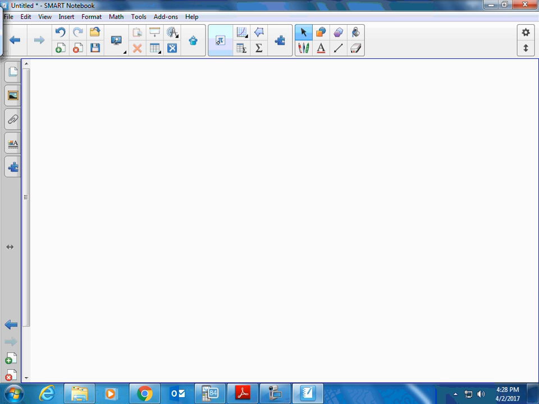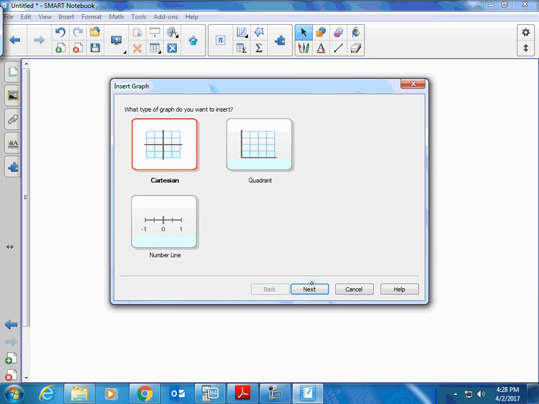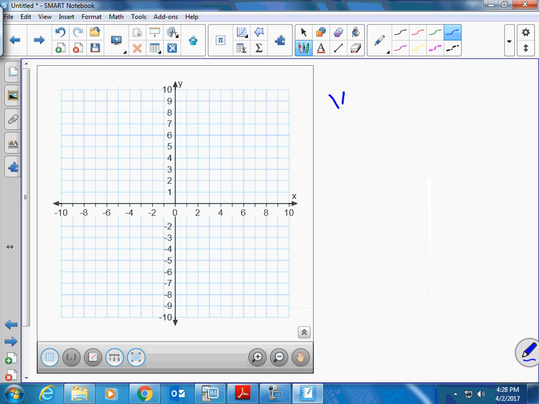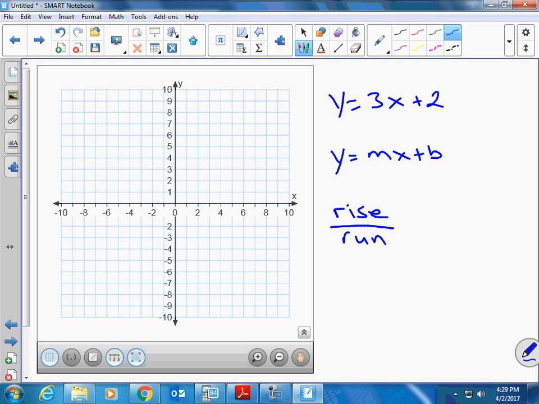So let's grab an XY axis here. And let's graph y equals 3x plus 2. Thinking back to y equals mx plus b, my b is my y-intercept. So 2 is my y-intercept. M is my slope. So 3 is my slope. Remember what slope means. Rise over run. How far up and how far over do I go from one point to get to the next point?